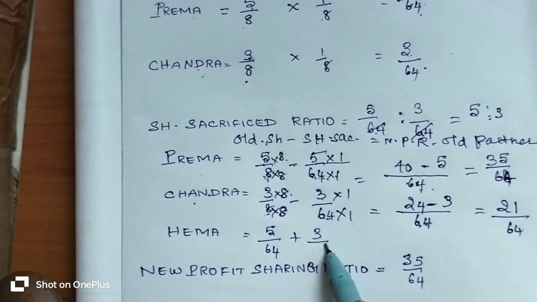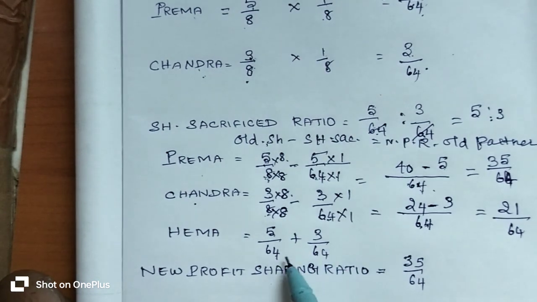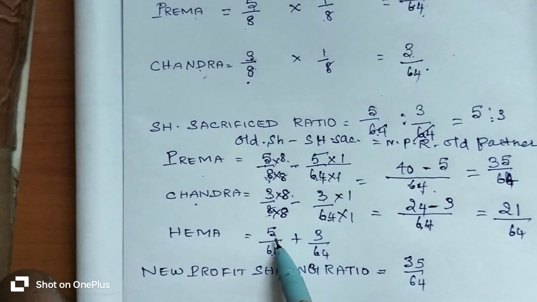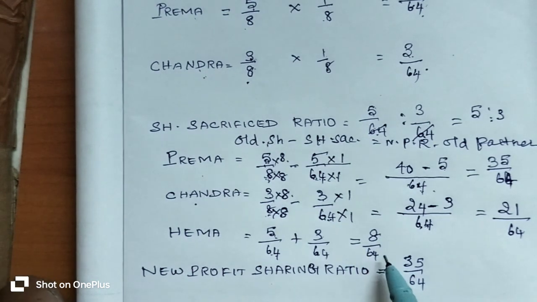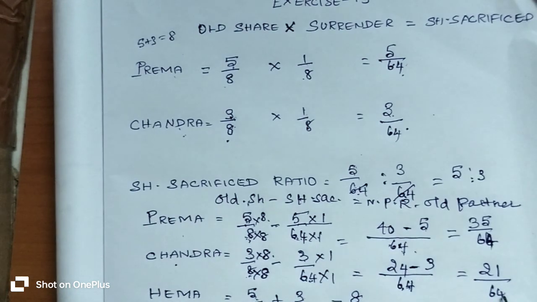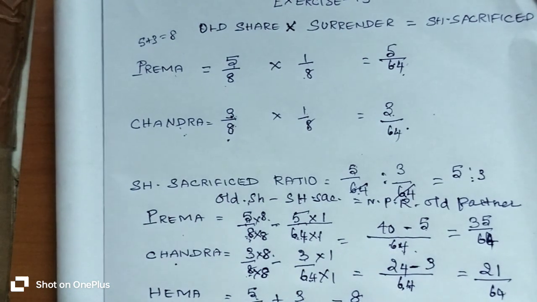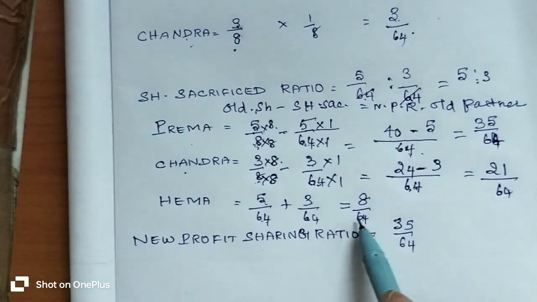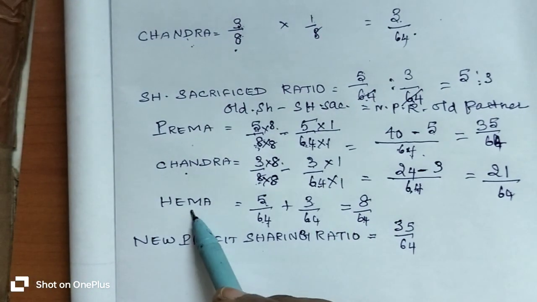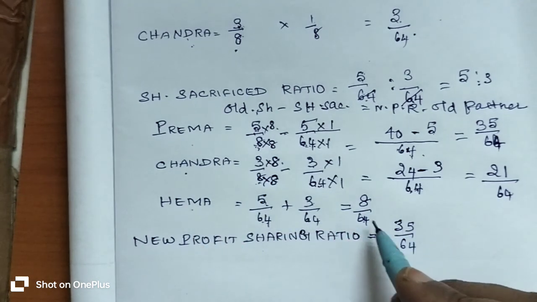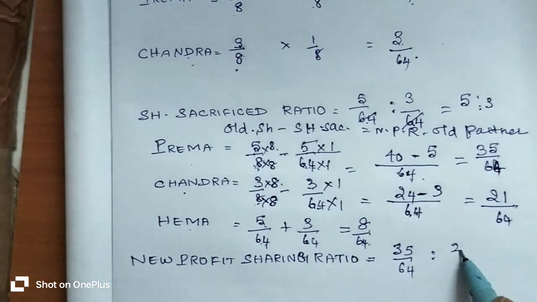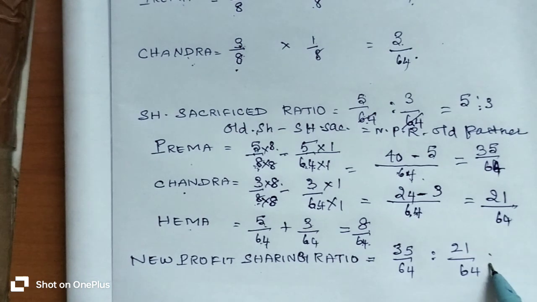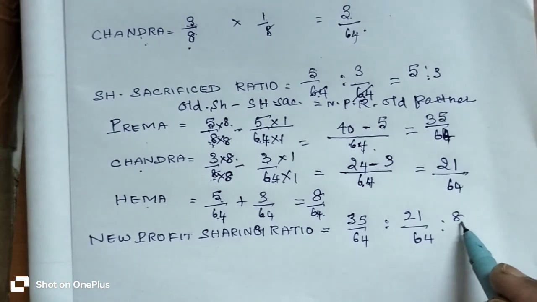So 3 by 64. We have to check the denominator. In the denominator we have the same value. So for that you have to add the numerator values. Okay. 5 plus 3 is 8. 8 by 64. So we will get 64 for all 3 partners, 64, 64, 64 in the denominator. So for that we need not calculate much more for Hema. So Hema's new profit sharing ratio is 8 by 64 and Chandra's new profit sharing ratio is 21 by 64 and Prema's is 35 by 64.